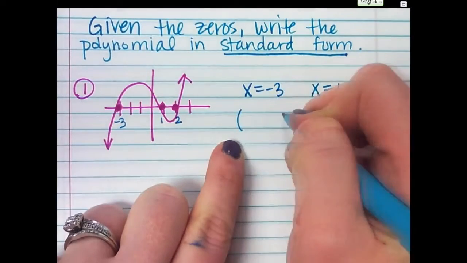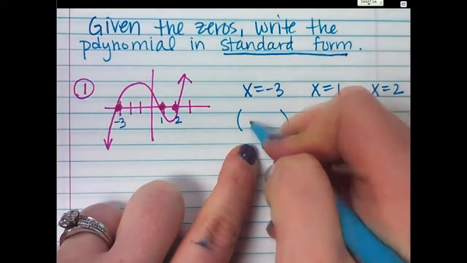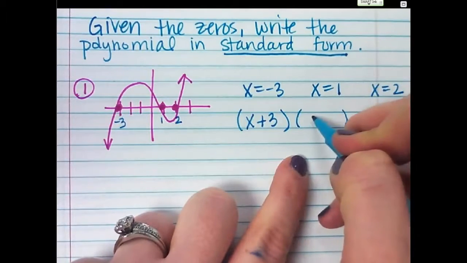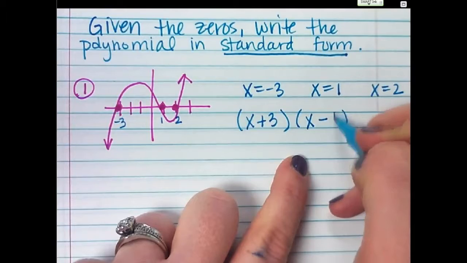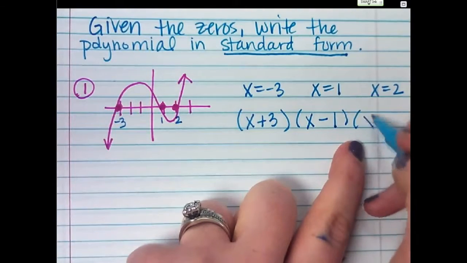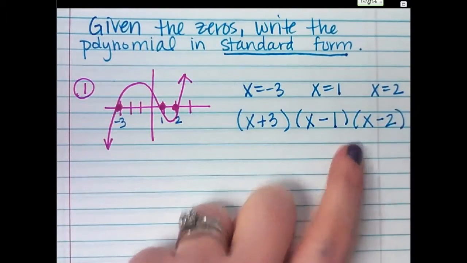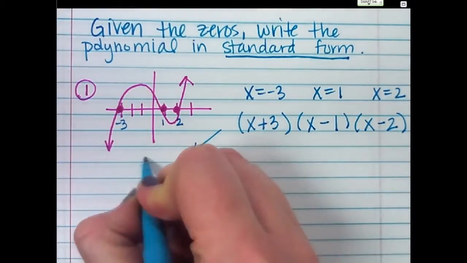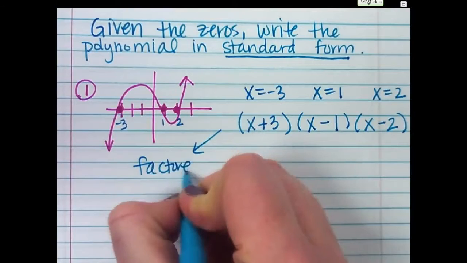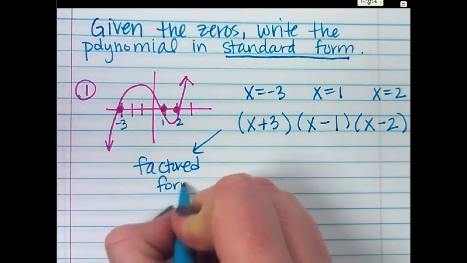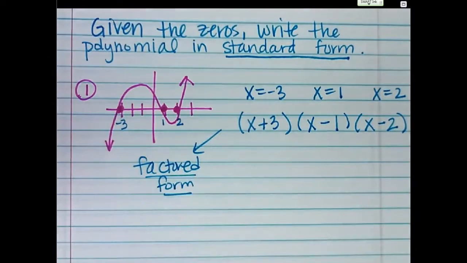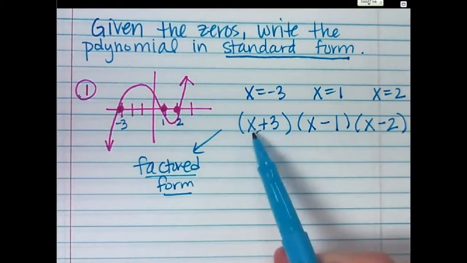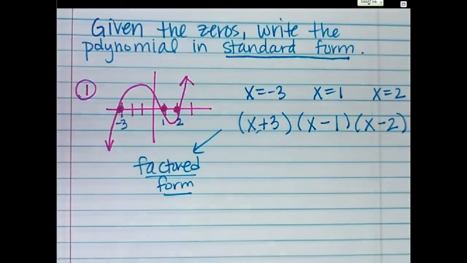What would the factor be for -3? Perfect. X plus 3. Then I have x minus 1, and then I have x minus 2. This is factored form. Okay, make sure you know the difference. Because on your worksheet, I think 2 of them are factored form, and then the others are standard form. So whether I give you a graph or I just give you a list of numbers, you should be able to get to here. How do I put this in standard form then?